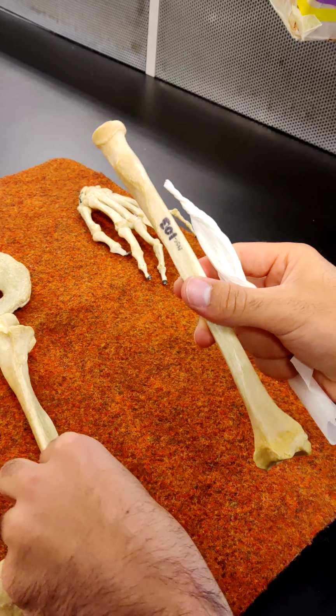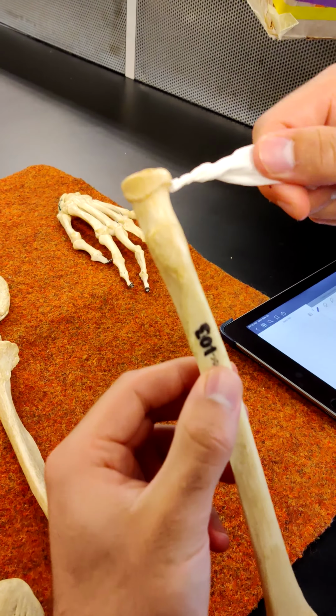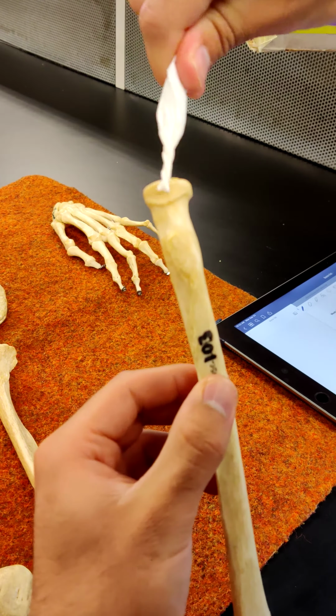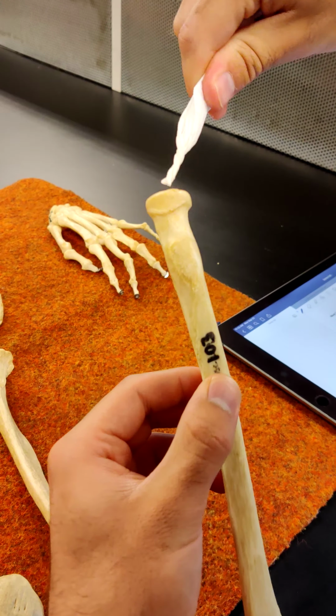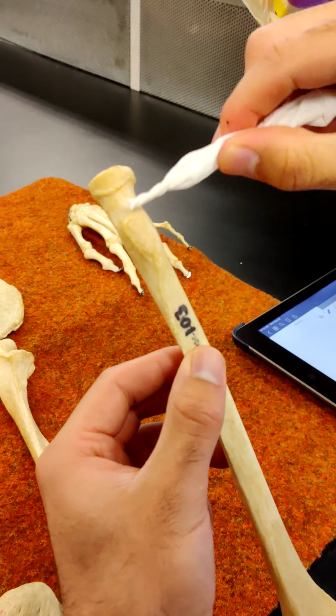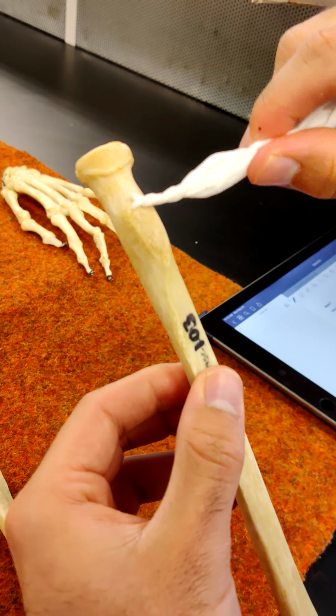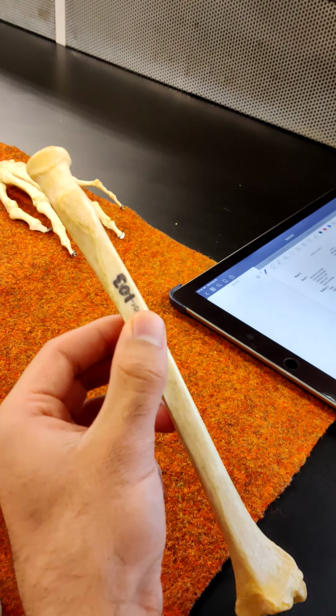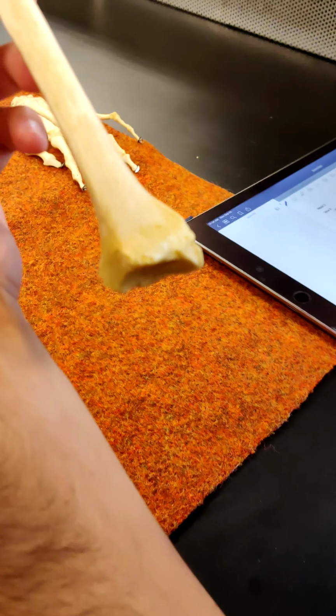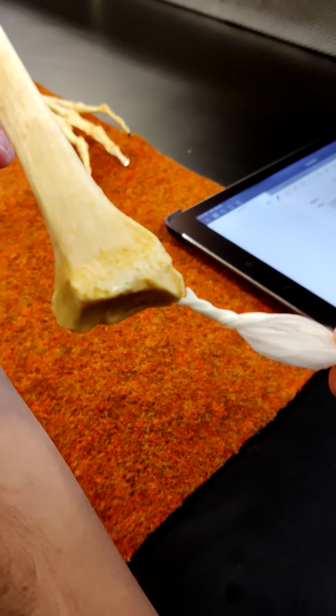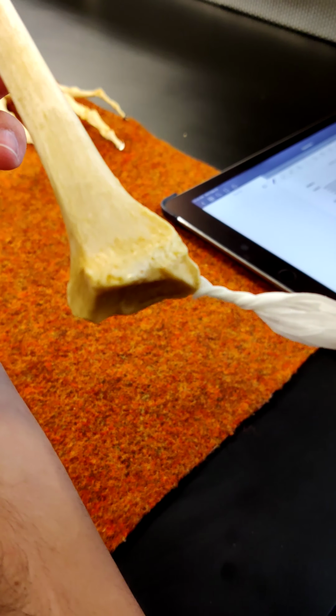And then if we're looking at the radius, this is the head of the radius, this little cylindrical part. The radial tuberosity is right here. Remember, tuberosity is a rough portion of the bone. The radial styloid process is right down here, this little process.